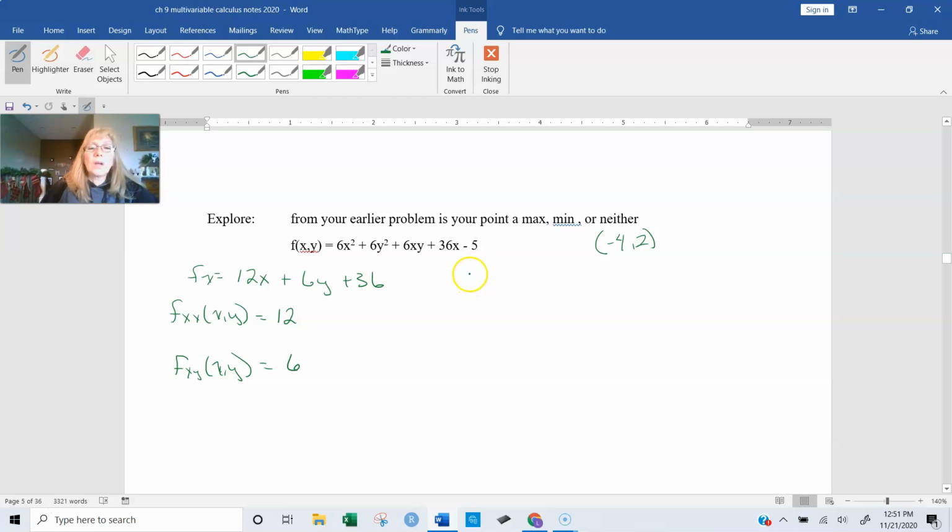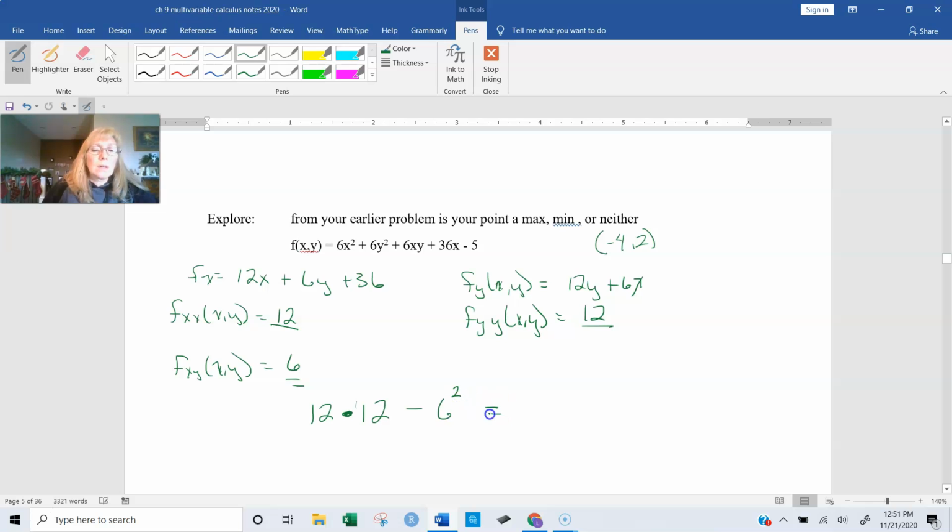Now we have to do the double derivative of y. Okay, the first derivative was 12y plus 6x. So then the double derivative is equal to 12. We don't have a lot to plug in since we have no variables. So we take f of x, which is 12, times f of y, double derivative of y, which is 12, minus f of xy squared. So I got 12 times 12 minus 6 squared, so 144 minus 36 is 108.